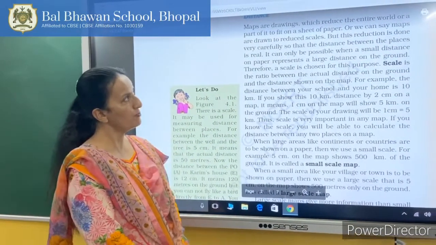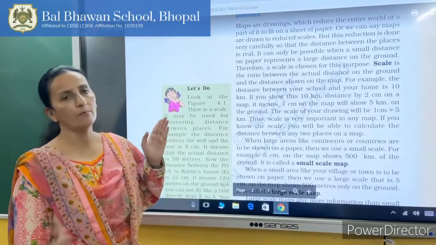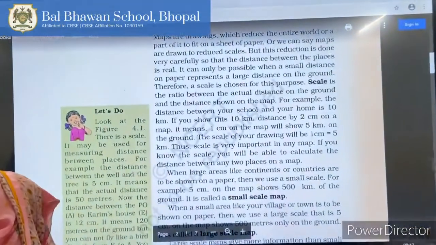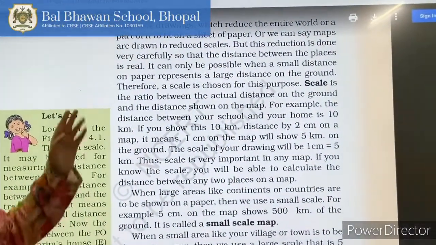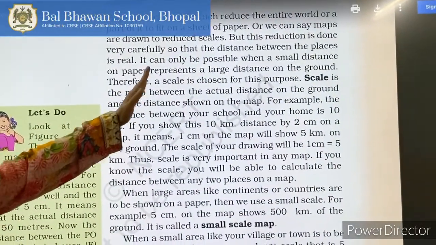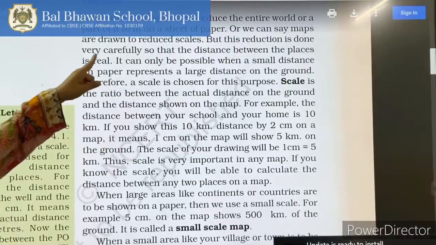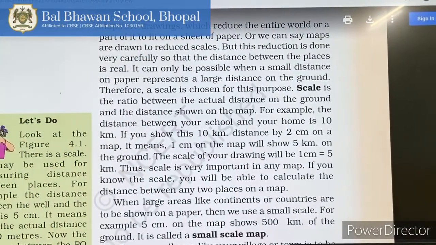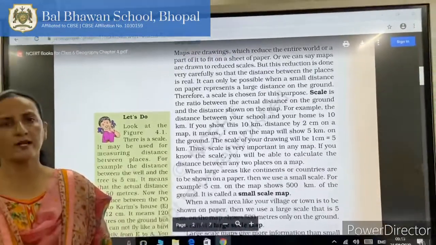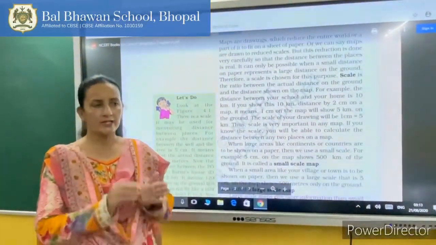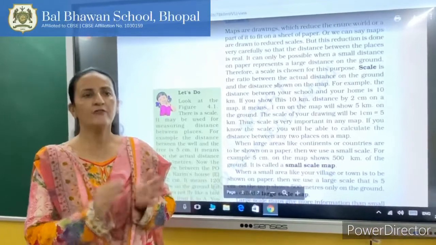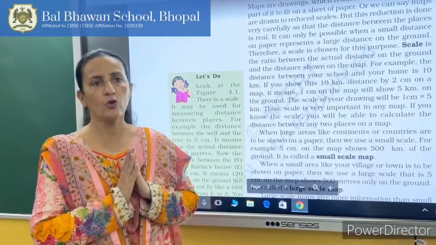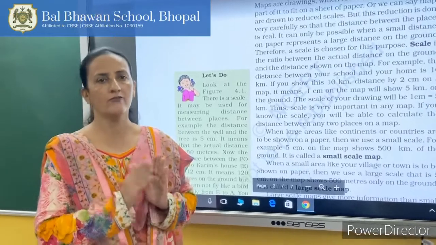So the first most important part or component of a map is distance. We know children that maps are drawings which reduce the entire world or a part of it on a sheet of paper. Means if we have to show something on the map as it is on a sheet of paper, we have to reduce its size. We cannot show long distances on the map.